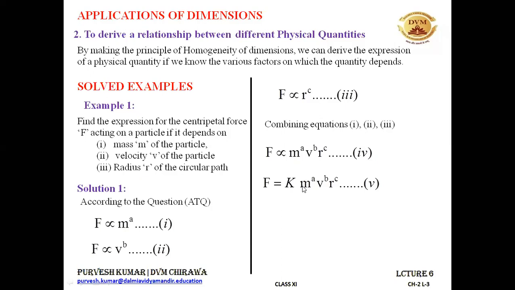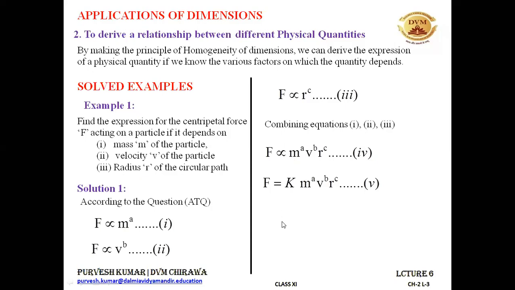For this M, capital M is the dimension. For this V, velocity, the dimension is LT minus 1. And for R, the dimension is capital L, because radius is some type of length. So please replace all the quantities involved, either on the right hand side or the left hand side, with the dimensions. We know these dimensions because we have done the dimension formulas.